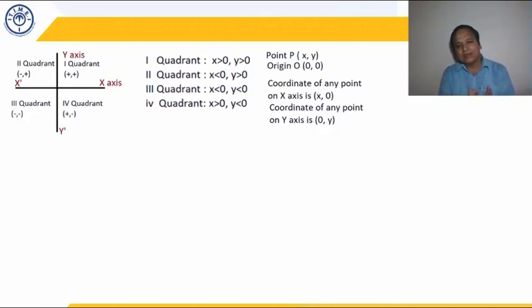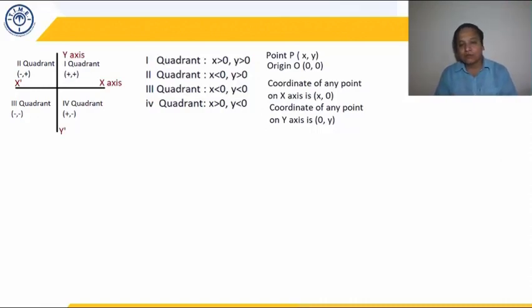Coordinate of any point on x-axis is x, 0. Now any point on x-axis has y coordinate as 0. So we also say equation of x-axis is y equal to 0.